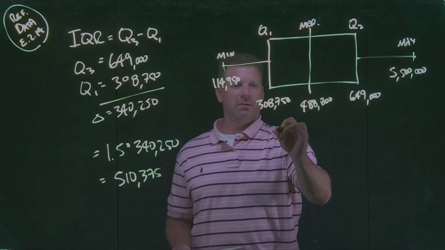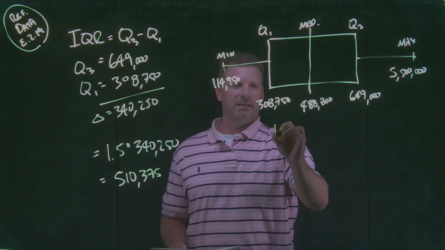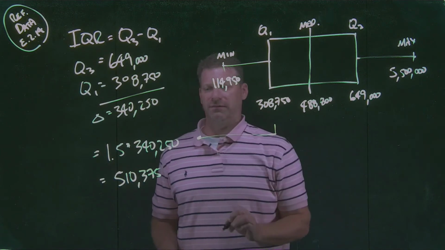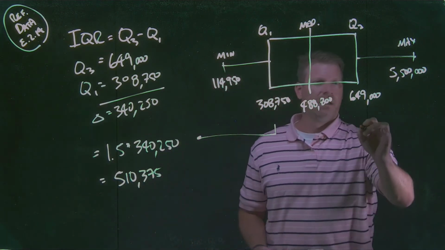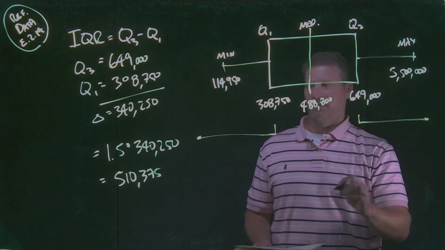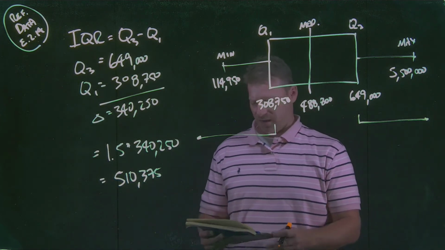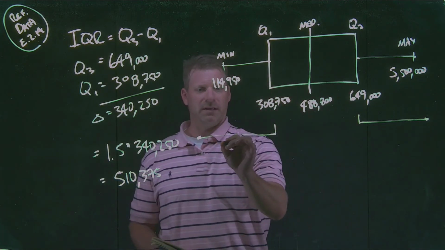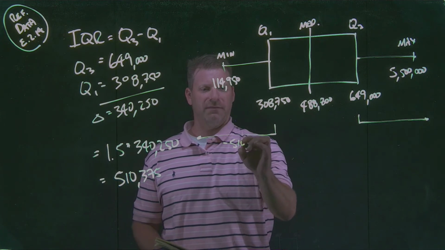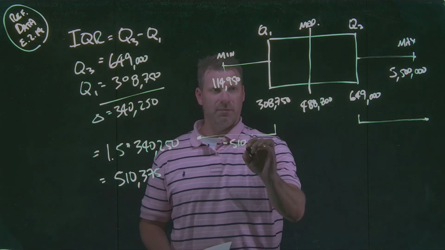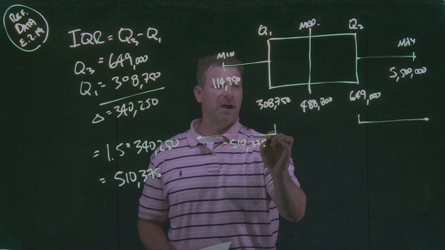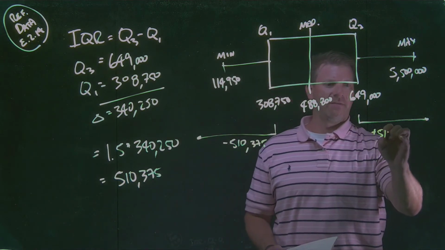Basically, to define an outlier, we're going to take this point and remove this 510,000. And over here we're going to add this 510,375. So I'll just notate that here. We're basically subtracting the 510,375 in this direction on the number line, and over here we're going to add it.